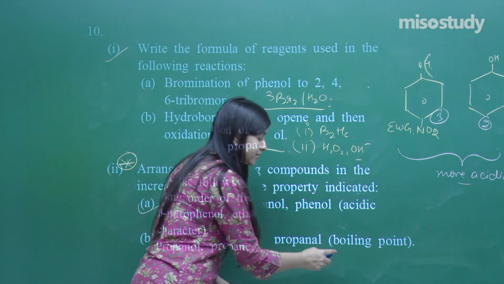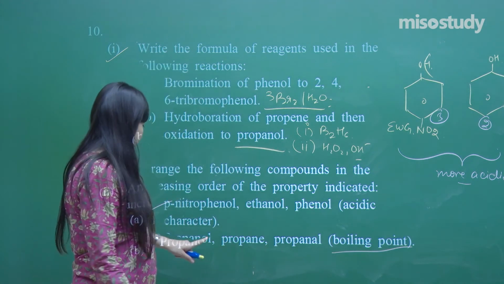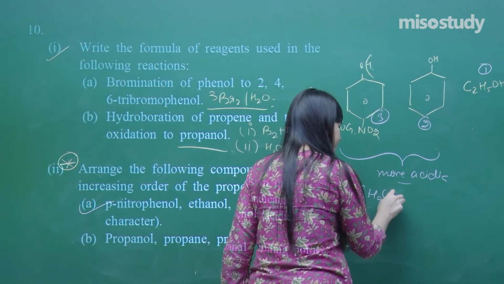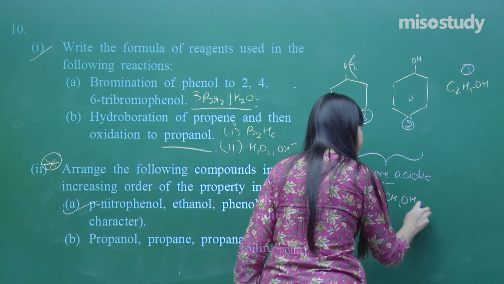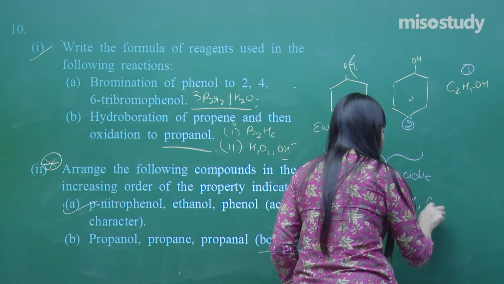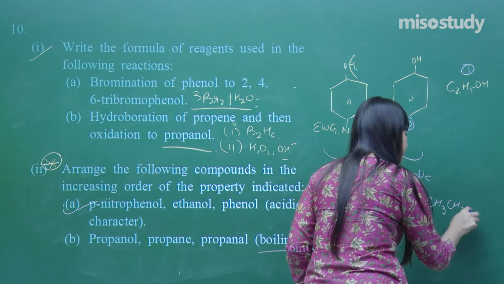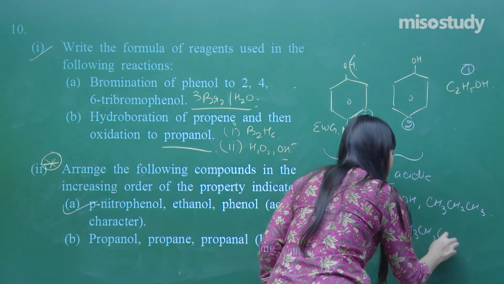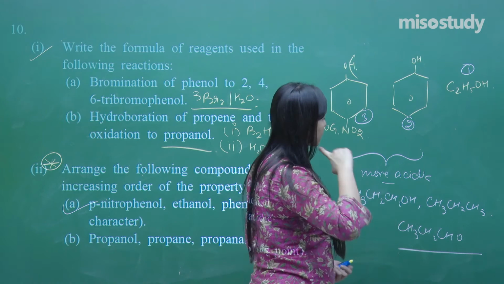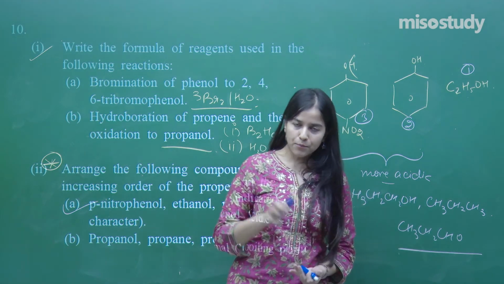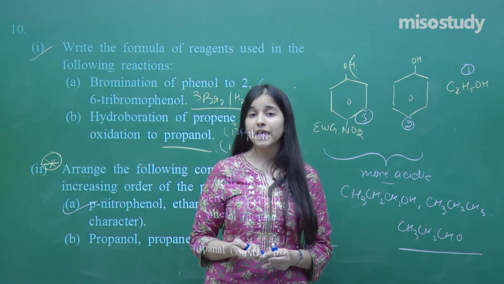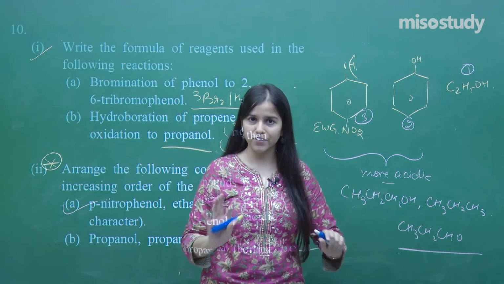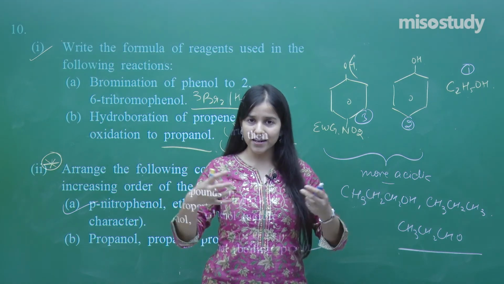Now come up to propanol, propane, propanal, right? And we have to arrange these in boiling point order. Propanol, propane, and propanal, right? What can you say about the boiling point first of all? Whenever there has been a question related to boiling point, always try to consider the liquid state, right? And in the liquid state, there will be interaction between the molecules.